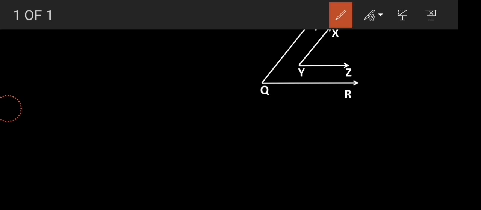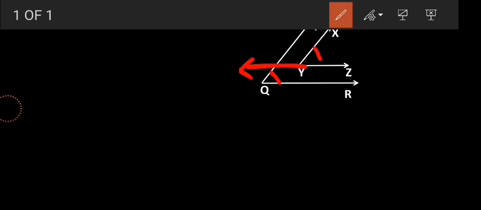So what we are going to do, either we will extend this XY down so that the transversal will be created, or we will extend this ZY so that the transversal will be created. You can choose any one of the methods. What I feel convenient is YZ. If I extend YZ in this direction, first of all we'll get the transversal, and due to this transversal we can find the bridge between angle PQR and angle XYZ. That is the only possible way to prove them equal, right?